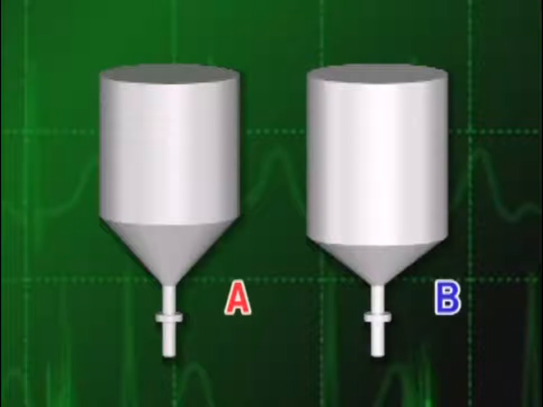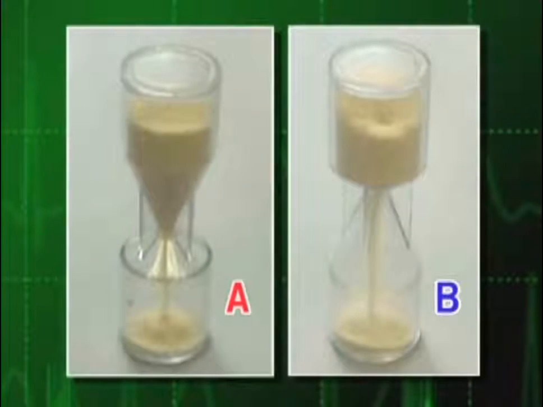In the tank on the left, the cone is set at a sharp angle. On the right, greater storage is enabled, but the cone's angle is less sharp. To see how these differences affect the flows inside the tanks, we did an experiment with an hourglass.